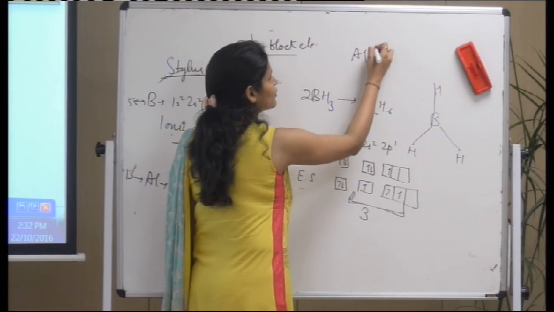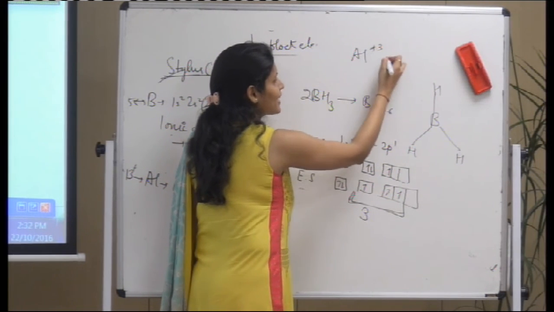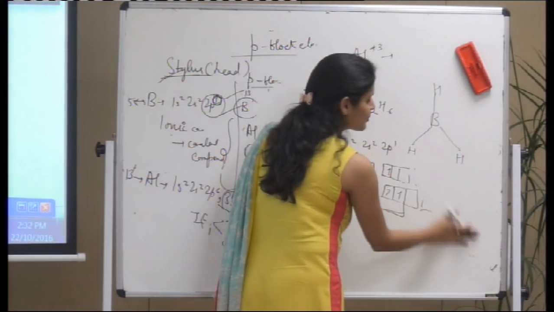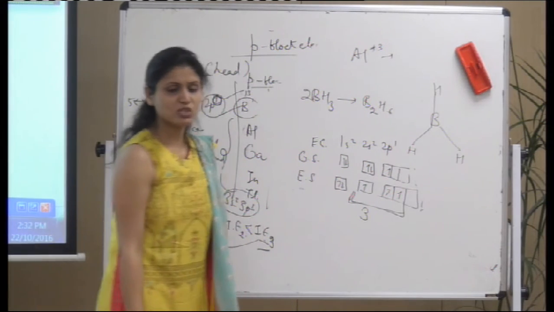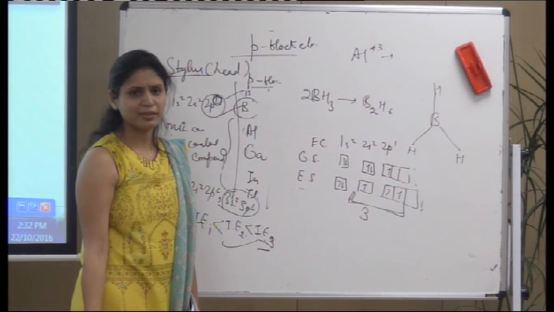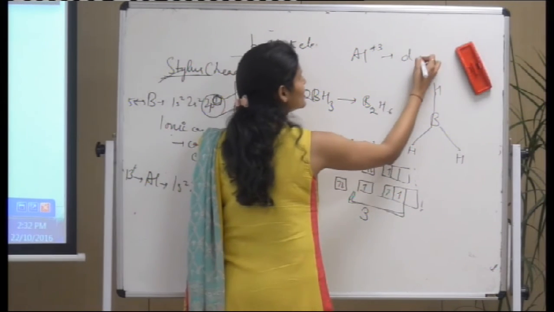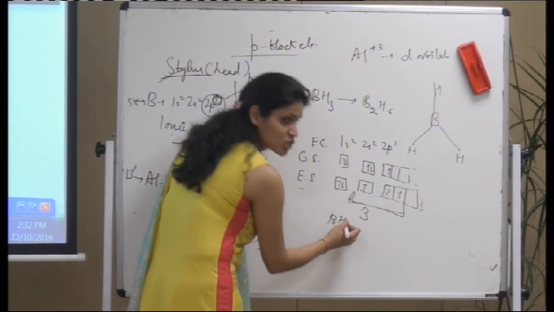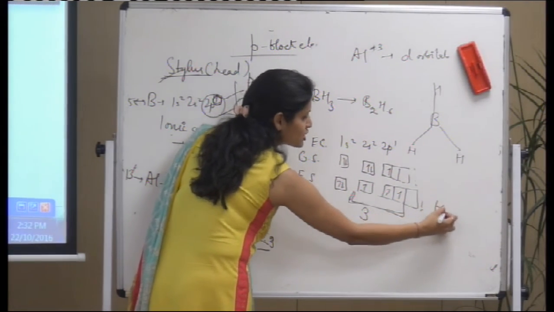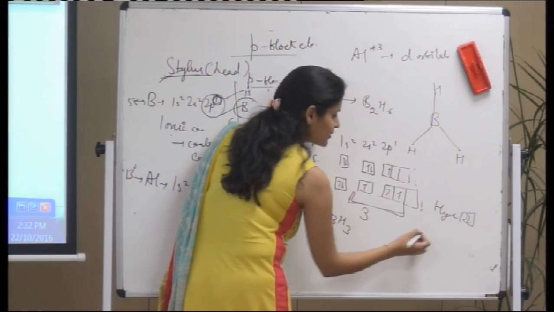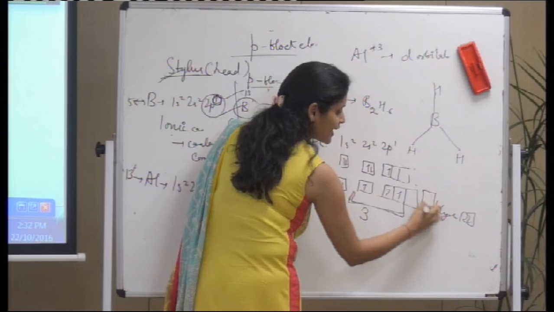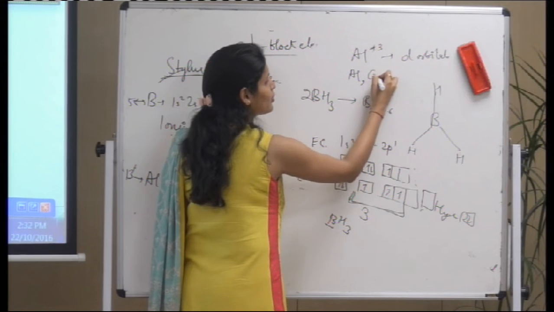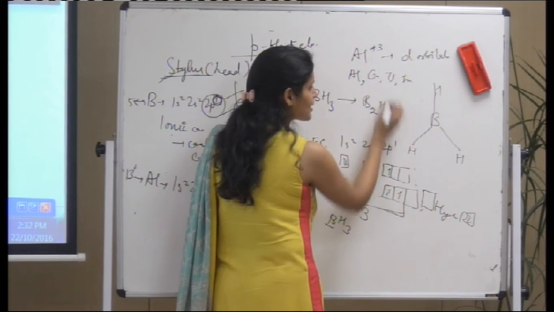Other elements of this group, say aluminium, does aluminium have other orbitals? Which orbitals? S, P, D. They have d orbitals. So if BH3 is forming, the hydride's electrons cannot combine with any extra shell, while in the case of aluminium, gallium, indium or thallium, these hydrides can combine.